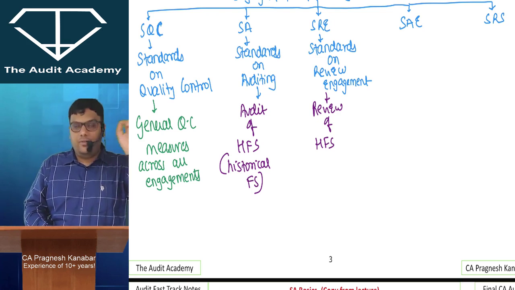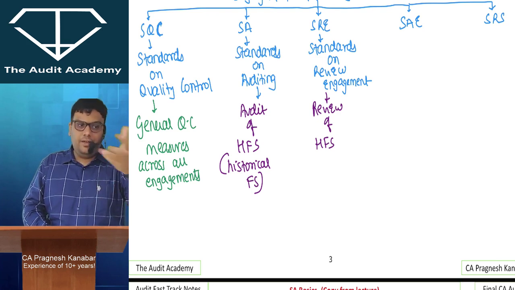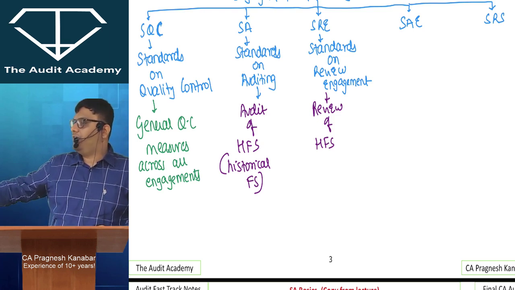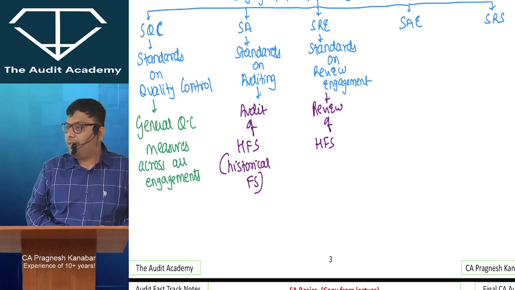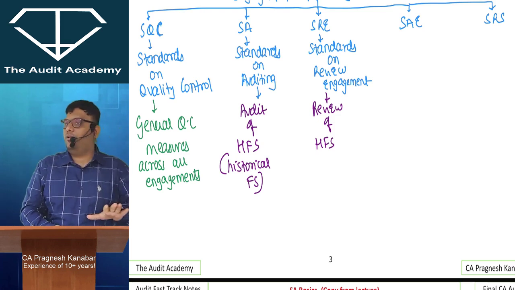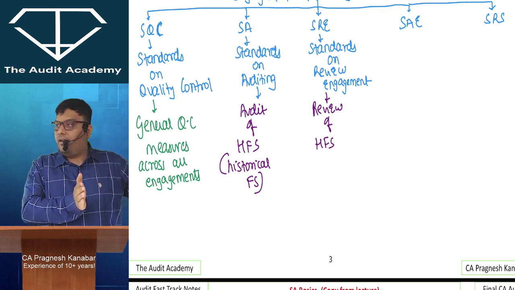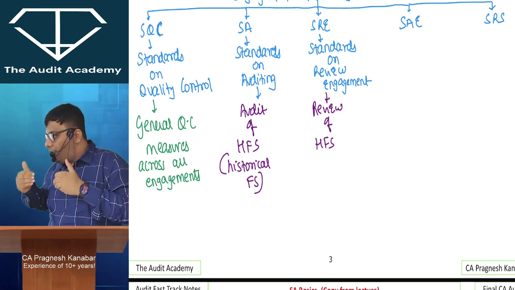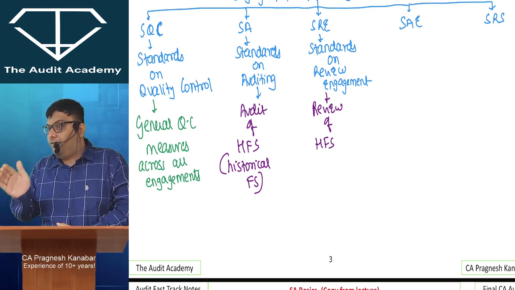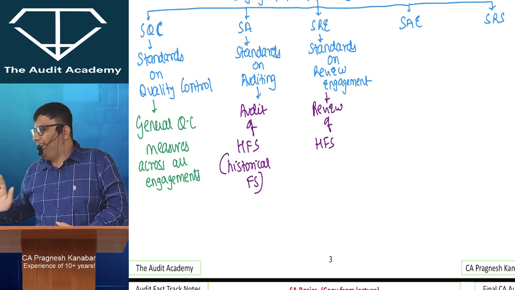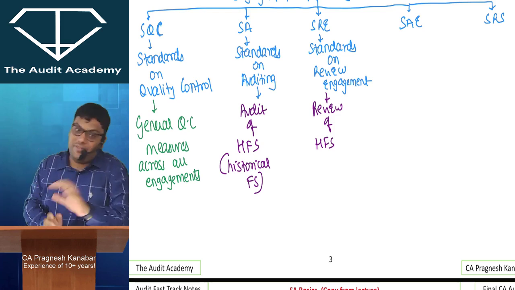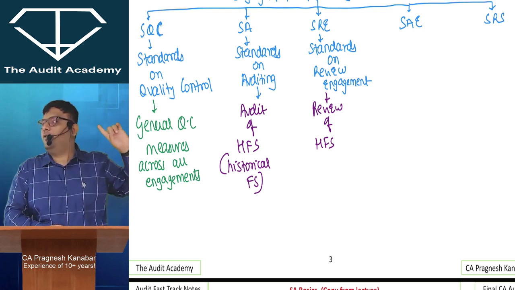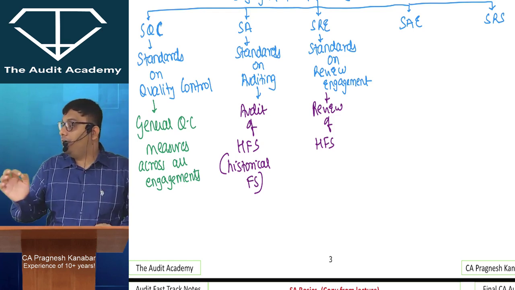In audit, you will clearly see, in our opinion, to the best of our knowledge and information and explanations given to us, we hereby express our opinion that the financial statements of the entity show a true and fair view. Whereas in the review report, you will see that with the limited review that we have conducted, nothing has come to our knowledge that suggests that the financial statements are materially misstated. That means as of now, we don't have anything which says that the financial statements are bad. But I will not give it to you in writing that the financial statements show a true and fair view.